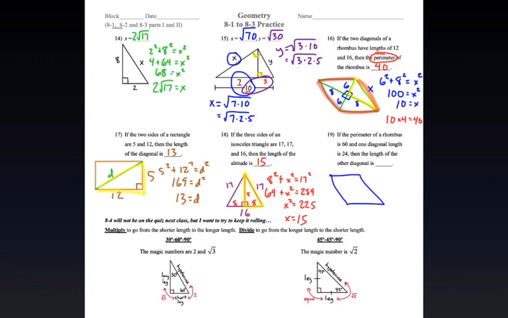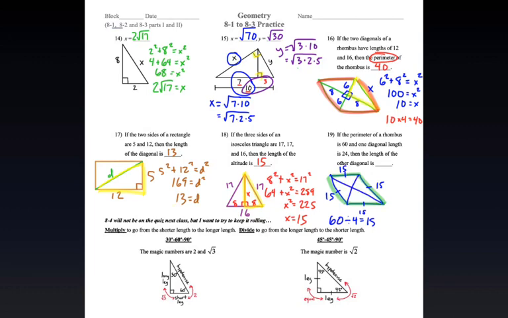Number 19, the perimeter of a rhombus is 60. Well, for a rhombus, the perimeter is all the sides added together. Because it's a rhombus, all the sides are the same. So each of the sides, 60 divided by 4 is 15. So 15 is what the length of each side is.